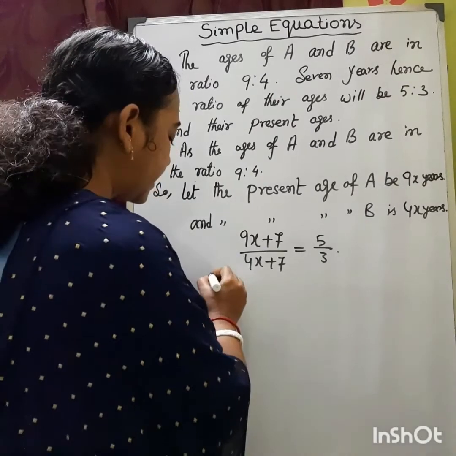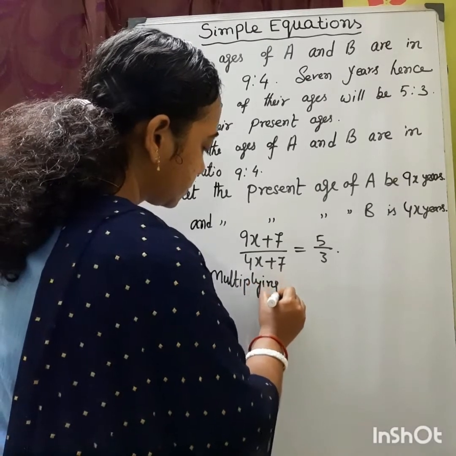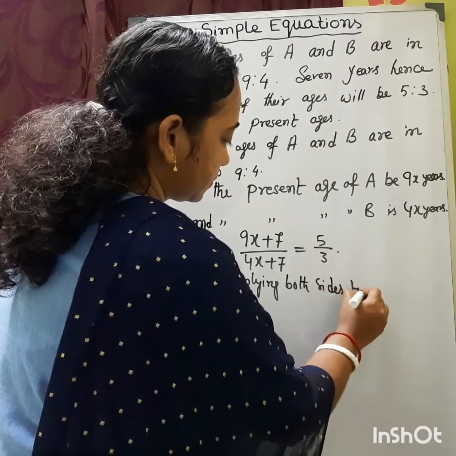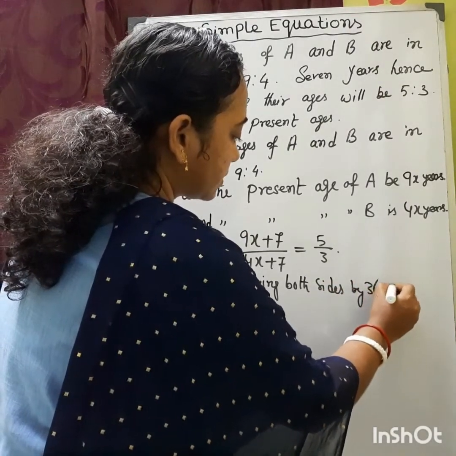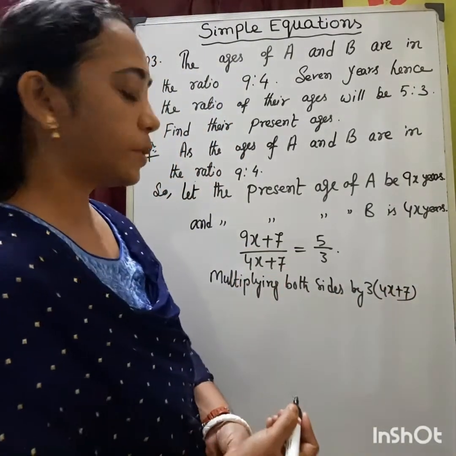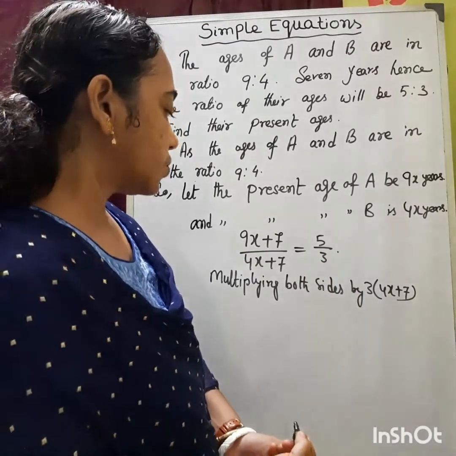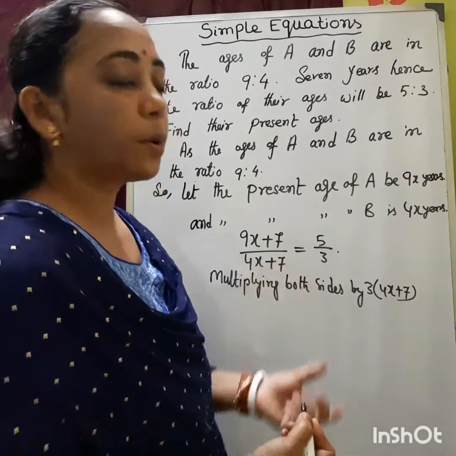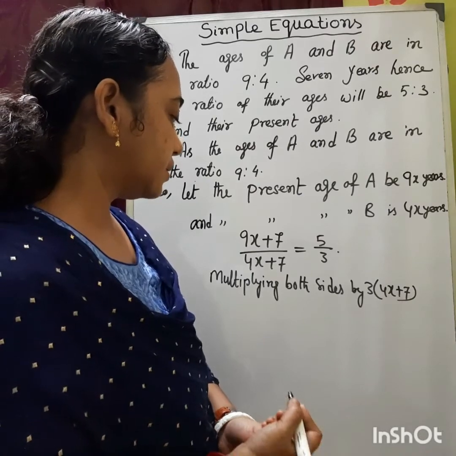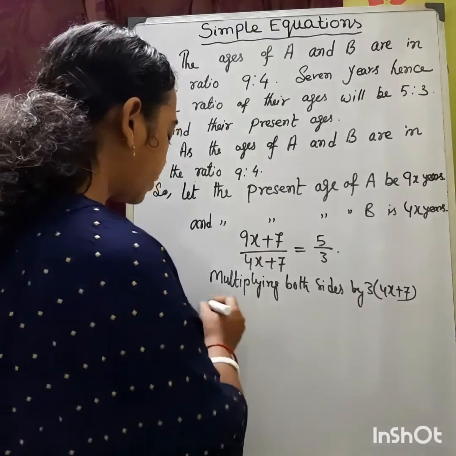So multiplying both sides by 3 into (4x plus 7), because on the left hand side the denominator expression is 4x plus 7 and on the right hand side the denominator is a constant term. So to remove the denominators from both sides, let us multiply both sides of the equation by 3 into (4x plus 7). So what do we get here?